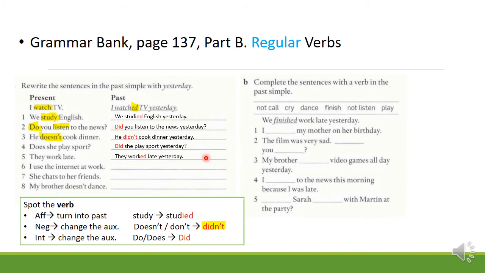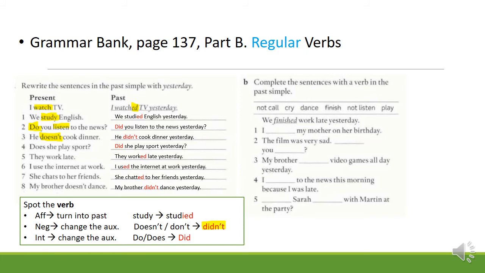Number 5. They worked late yesterday. Number 6. I used the internet at work yesterday. Number 7. She chatted to her friends yesterday. Number 8. My brother didn't dance yesterday. Now let's continue with part B.